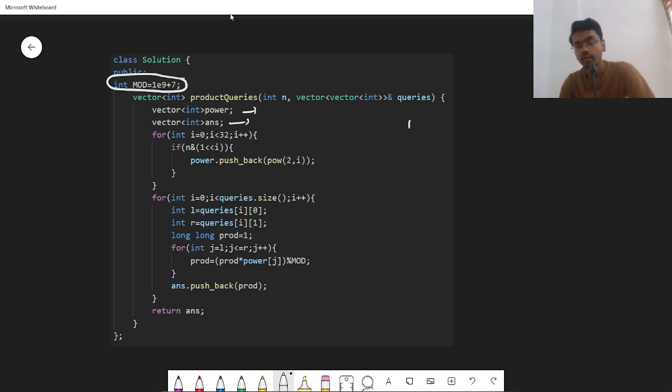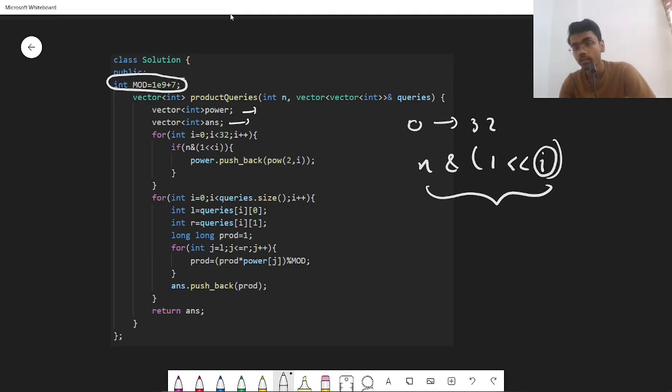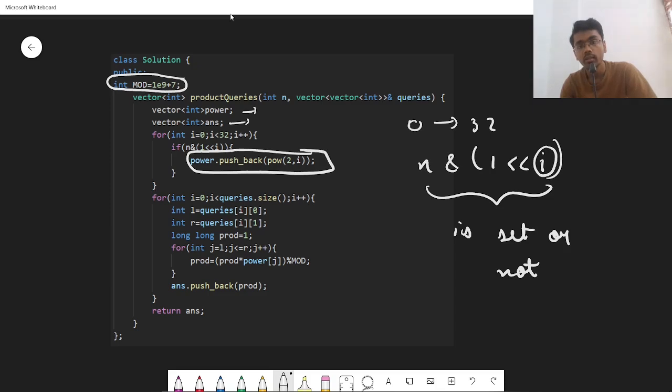Similarly here, for all the bits from 0 to 32, we are just checking n and 1 shifted by i. This is just checking whether the corresponding ith bit is set or not. If it is set, that means we need to take 2 to the power of that particular set bit and store it in the power vector. So we are just pushing 2 to the power of the corresponding set bit into the power vector.